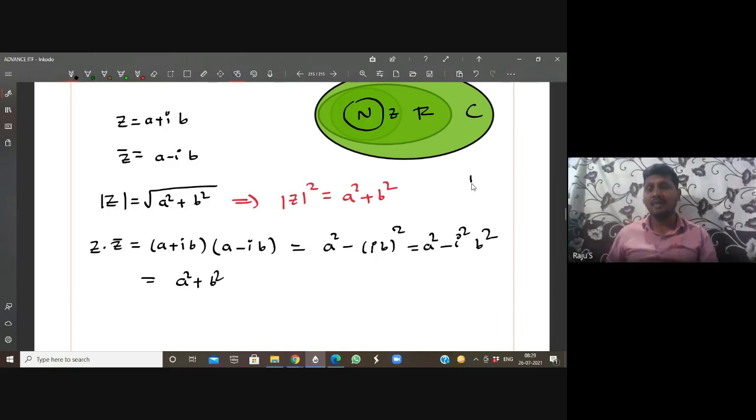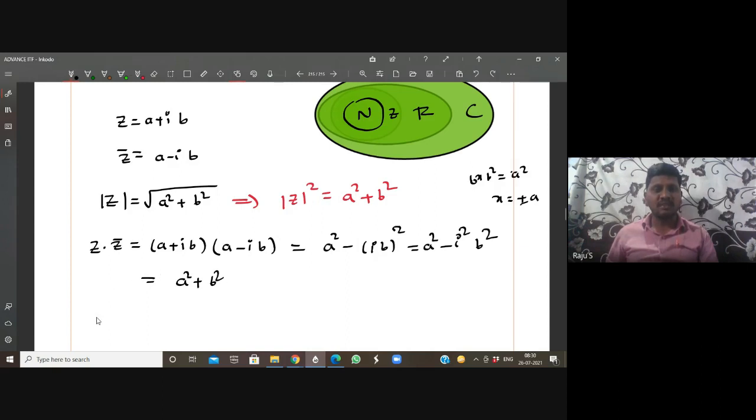Why? If we have modulus x, x square is equal to a square. Now x is equal to plus or minus a, but when we square, plus or minus becomes plus only, always. Why do you want plus or minus? No, it's not plus or minus, just plus always.